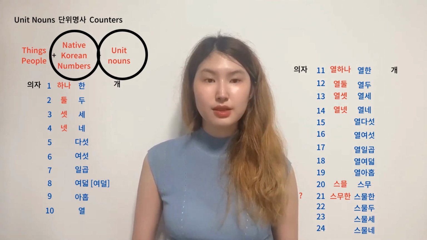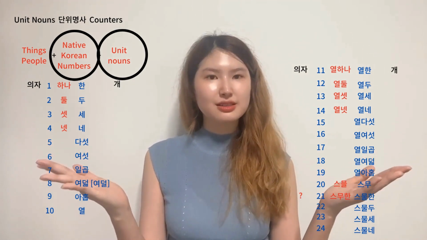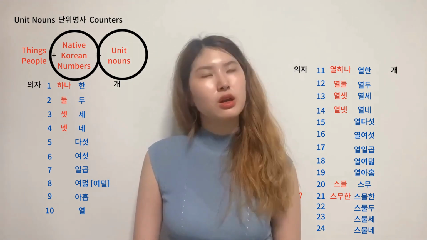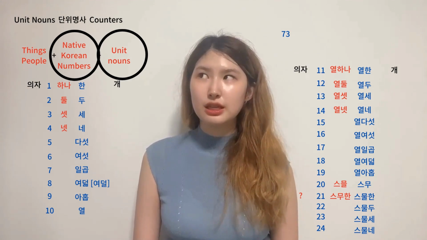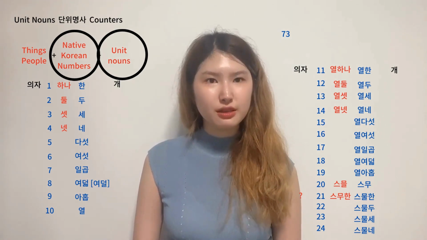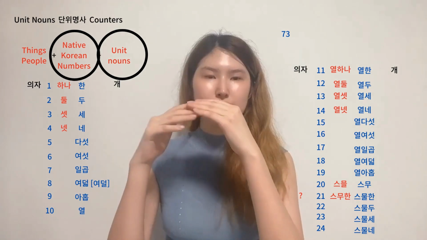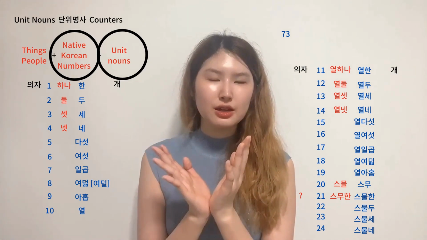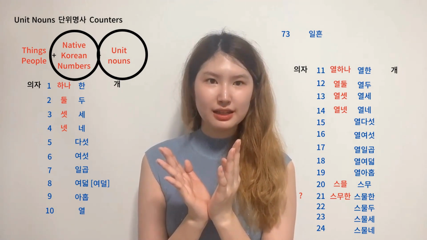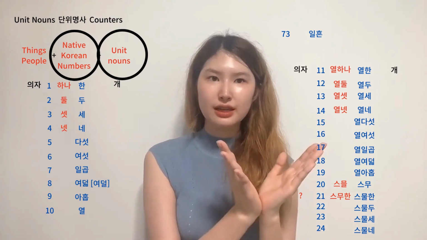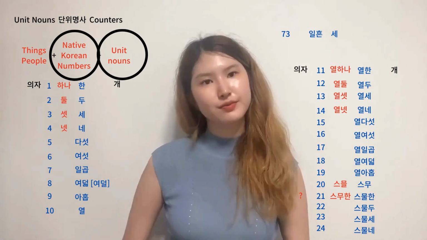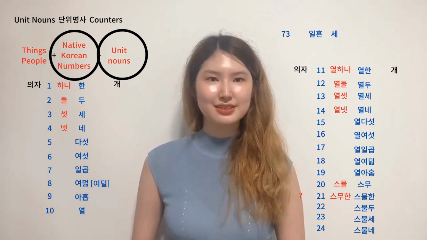And then this is it. With other numbers, it's the same. For example, a random number, 73. Let's talk about this 73. With 73, we would say 70 first. 70 in the form of a native Korean number is 일흔. And then we would say 3, which is 세. So 일흔세 개. Just like this.